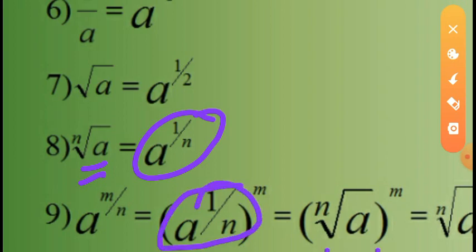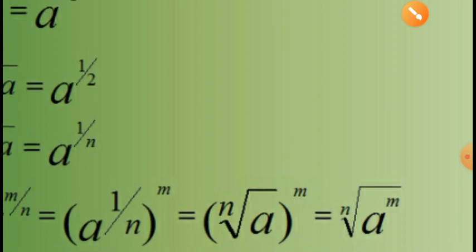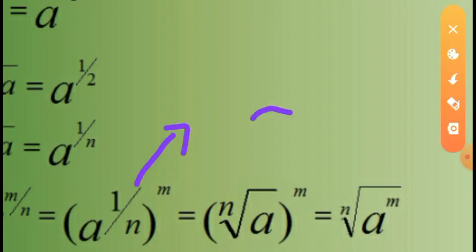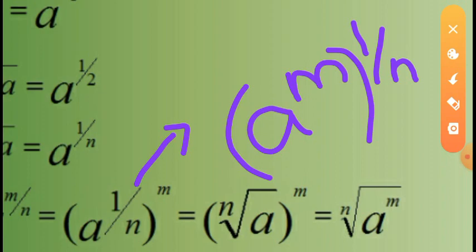So the nth root of a bracket raised to m. The same thing you can write as the nth root of a raised to m. Because after this step I can write it as a raised to m bracket raised to 1 by n. Commutative property with respect to multiplication.